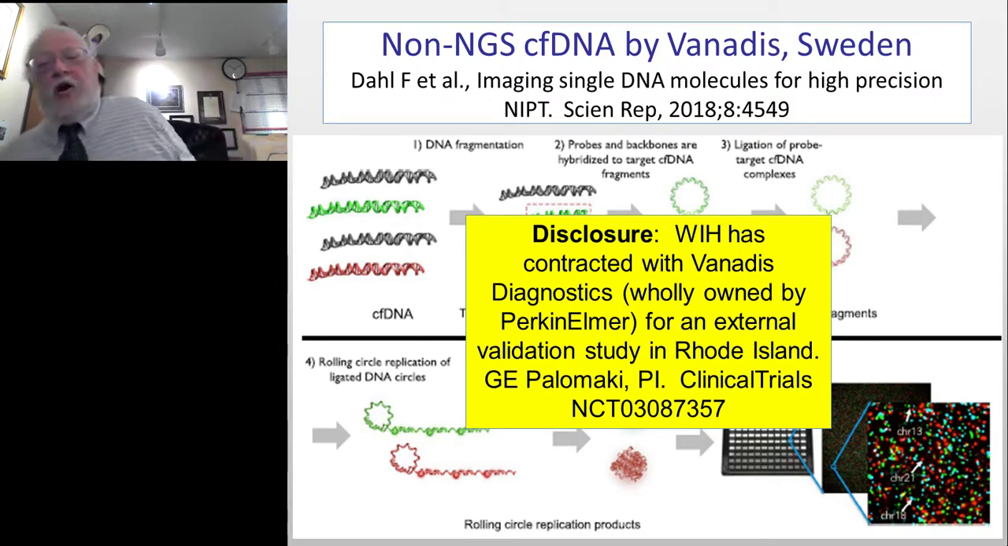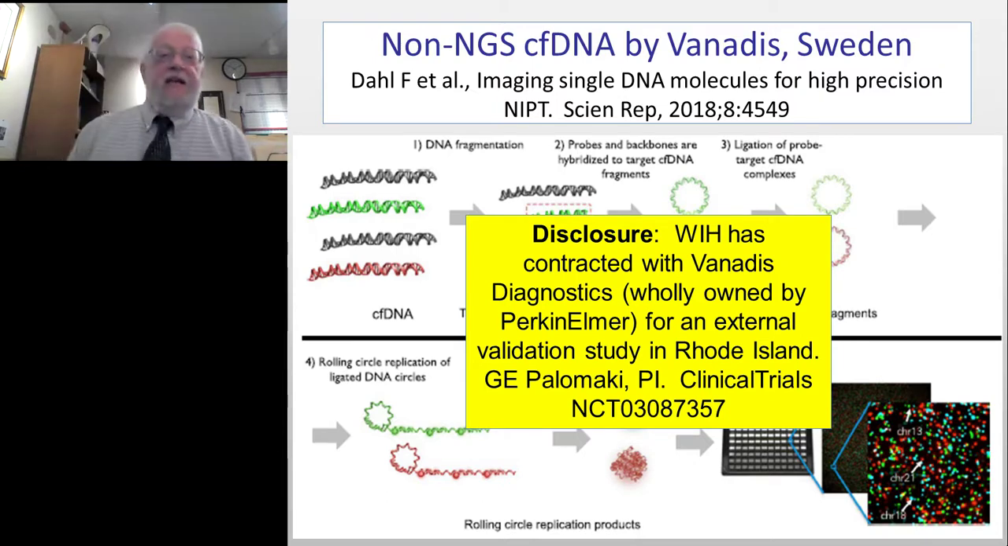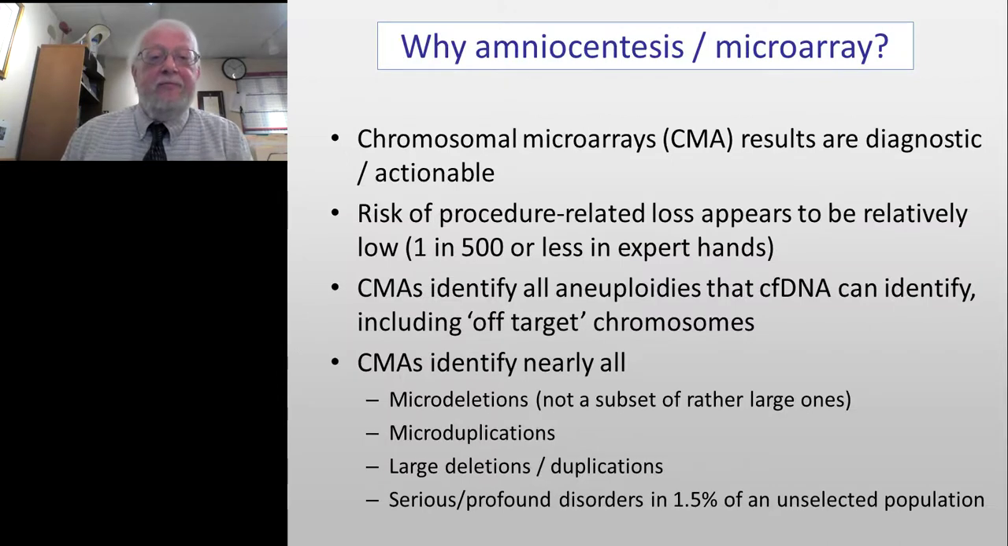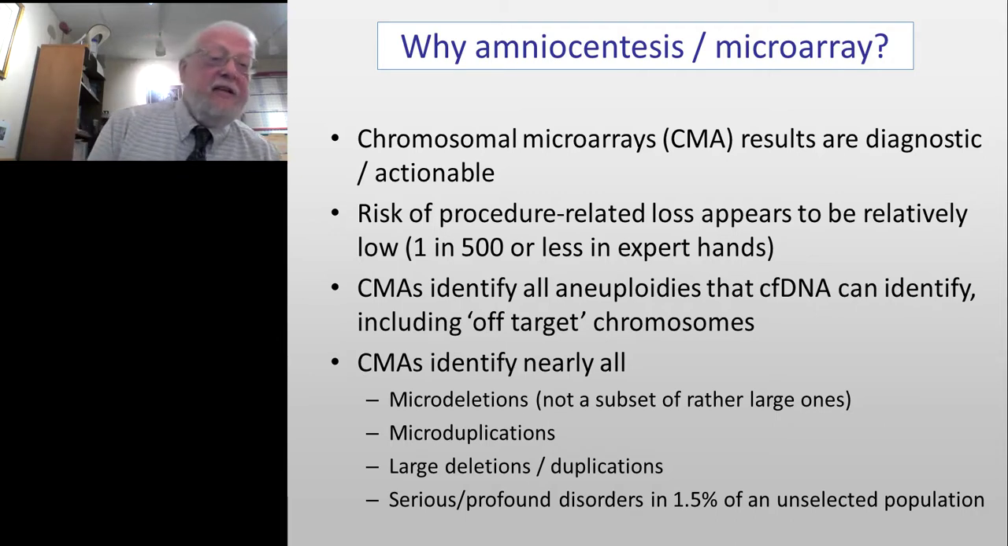Now, there's a group arguing that cell-free DNA is robbing women of a really good option, which is diagnostic testing. Why screen if you can know the answer? And these groups make the point that chromosomal microarrays are far superior in identifying deletions and microdeletions than a karyotype is. There are, I think, reasonably good arguments that the procedure-related loss of an amnio or CVS is relatively low.